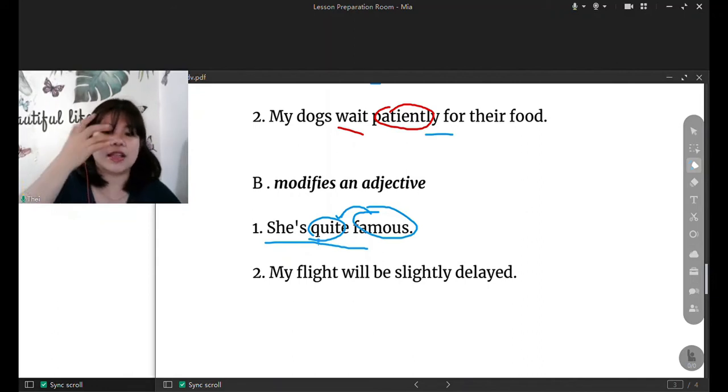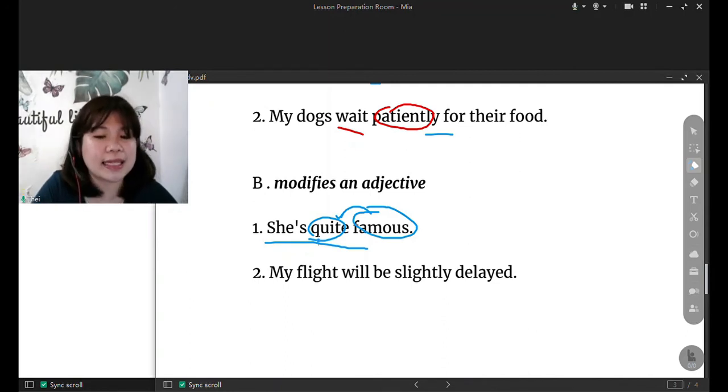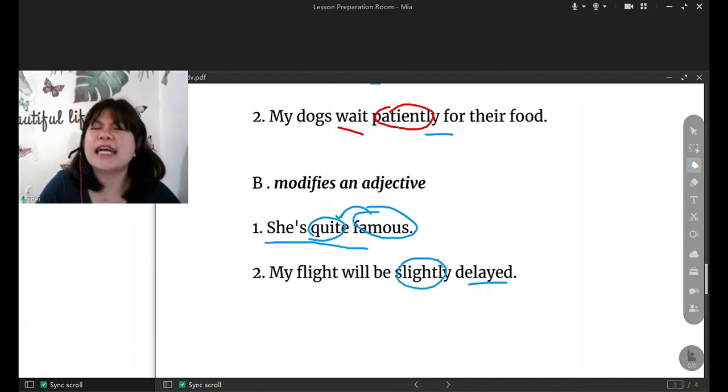Okay? Now, number two. My flight will be slightly delayed. What is our adjective here? Delayed, because it talks about your flight. Now, which one here describes our adjective? The word slightly. A little bit. Slightly delayed. Easy? Okay, great.